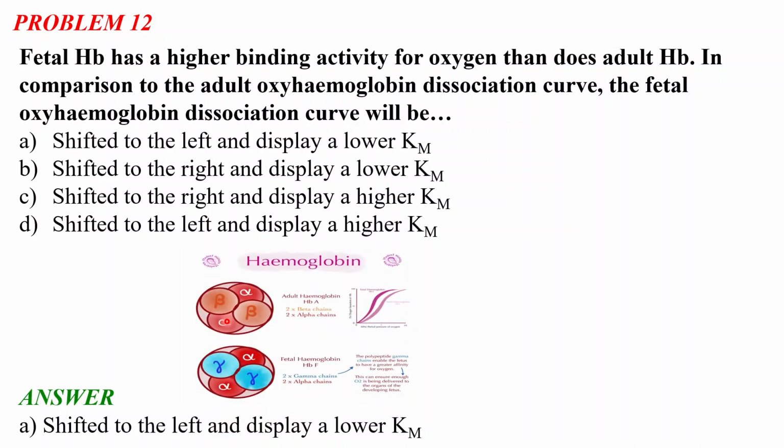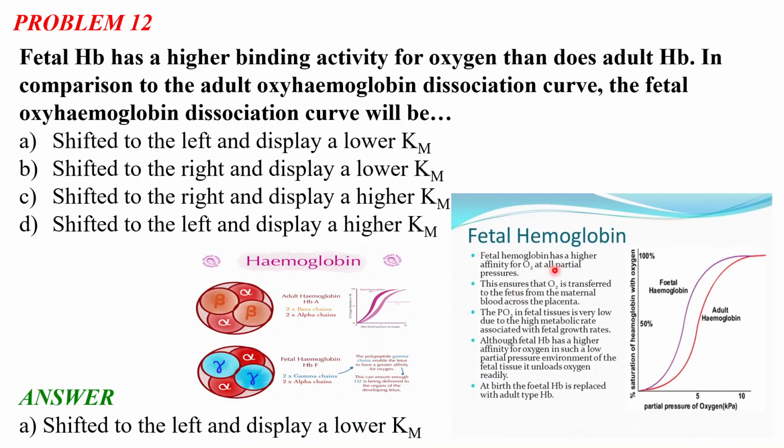So adult hemoglobin has 2 beta chains and 2 alpha chains, and fetal hemoglobin has 2 alpha chains and 2 gamma chains. Okay, the polypeptide gamma chains enable the fetus to have a greater affinity for oxygen. It can be ensured that oxygen can be delivered to the organs of the developing fetus. So fetal hemoglobin has a higher affinity for oxygen at all partial pressures. Okay, so this curve is for fetal hemoglobin, and this curve is for the adult hemoglobin. This ensures the oxygen is transferred to the fetus from the maternal blood across the placenta.